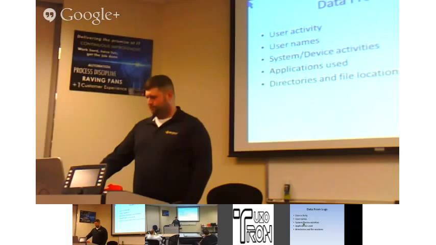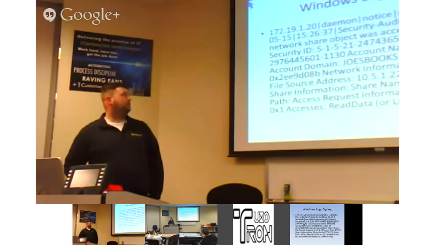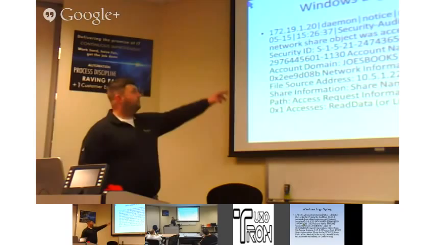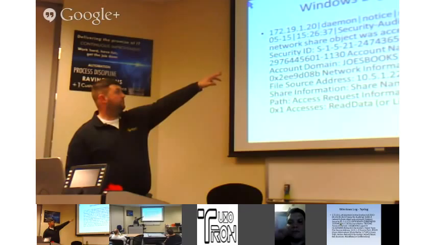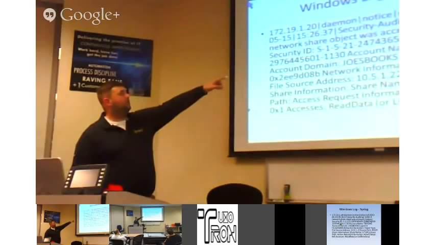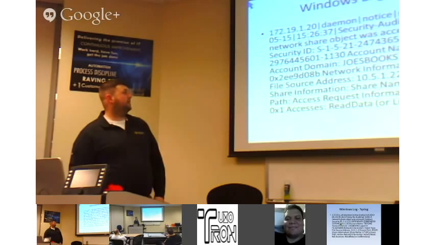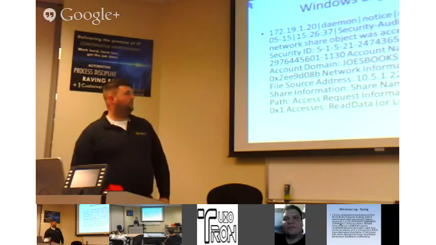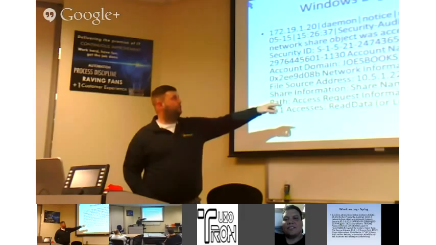Here's an example of a Windows log that's converted to syslog. It puts it in there with the pipe symbols. But you see you have the address of the device sending the log, daemon, notice, timestamp, 2013, security auditing, the program that sent it. 5140 is the Windows event. It tells you what happened: a network share object was accessed. Account name, Triton Domain, Joe's Books. So just from this piece, you know that there's a share at 10.5.1.22. You know who accessed it. All this data.